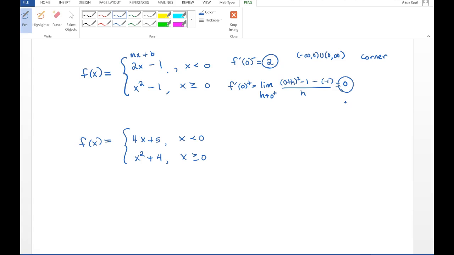Depending on where I'm looking at the parabola, if you were to trace it, it has a different slope, whereas the line 2x minus 1 is always going to have a slope of 2. Could piecewise only be a corner? Or is it going to be a corner? It could be a discontinuity.